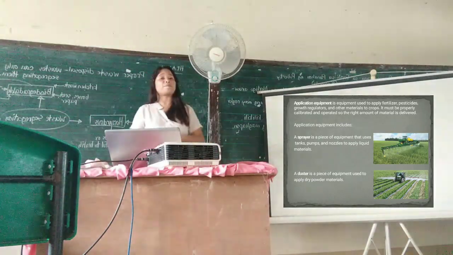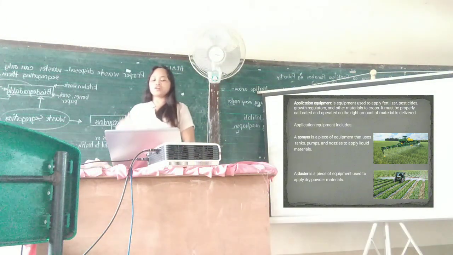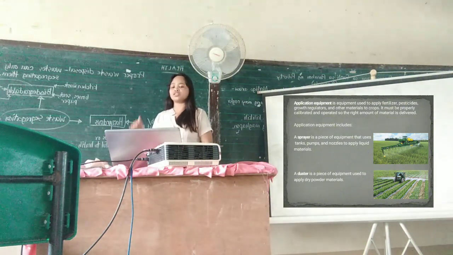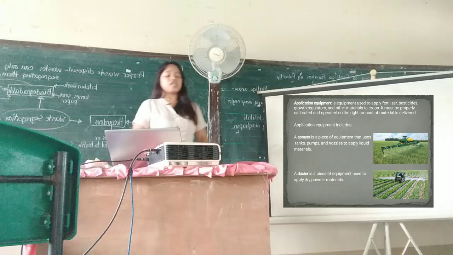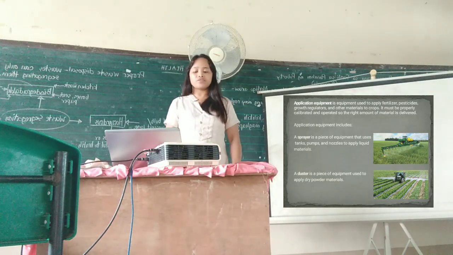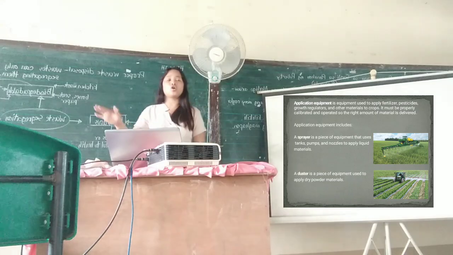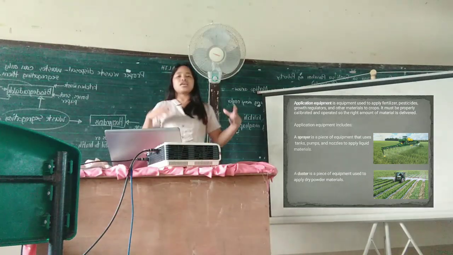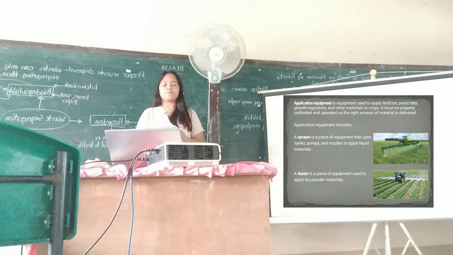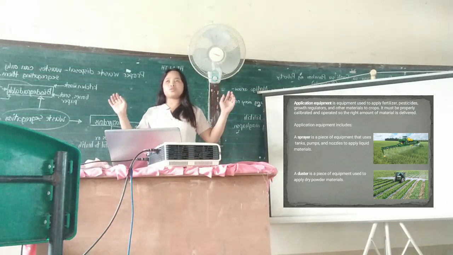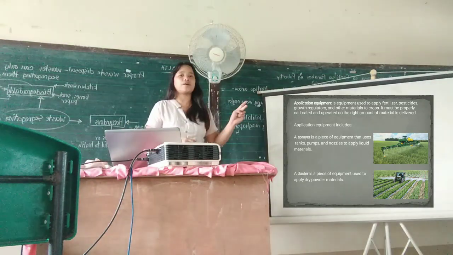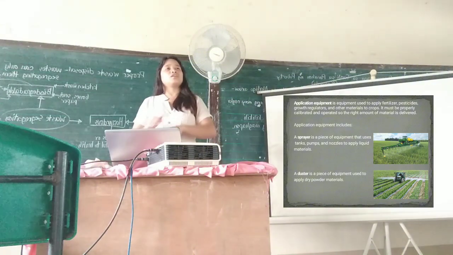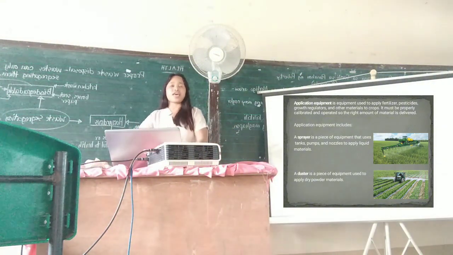So other equipment, the application equipment. It is equipment used to apply fertilizer, pesticide, growth regulators, and other materials to crops. So it must be properly calibrated and operated so the right amount of materials is delivered in the crops you want to have pesticides or to fertilize.